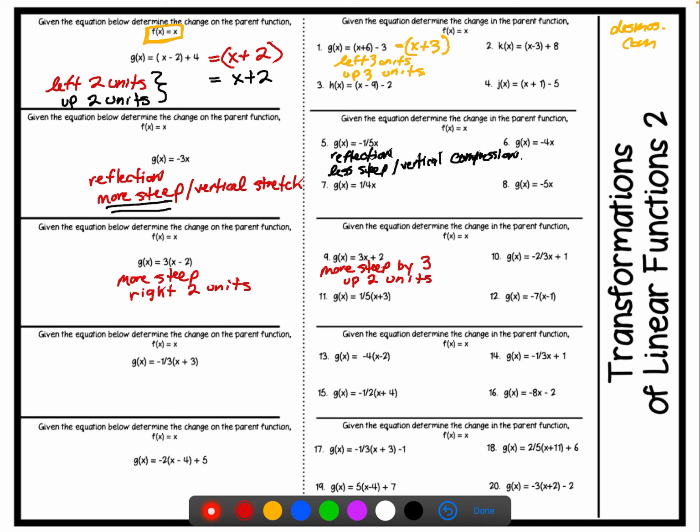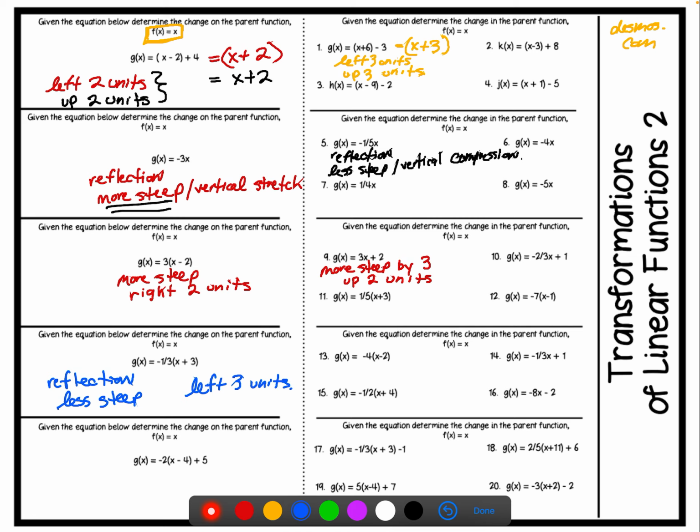All right, let's go to the next section where we're given the equation below. It says determine the change on the parent function. So we're given negative 1/3 times x plus 3. So there's actually about 3 things happening here. That negative says there's going to be a reflection. So that's what we're going to write here, reflection. The 1/3 says that the graph is going to be less steep than the parent function, also known as vertical compression. And the plus 3 inside the parentheses means we're going to be going left 3 units. Verify that in your calculator.